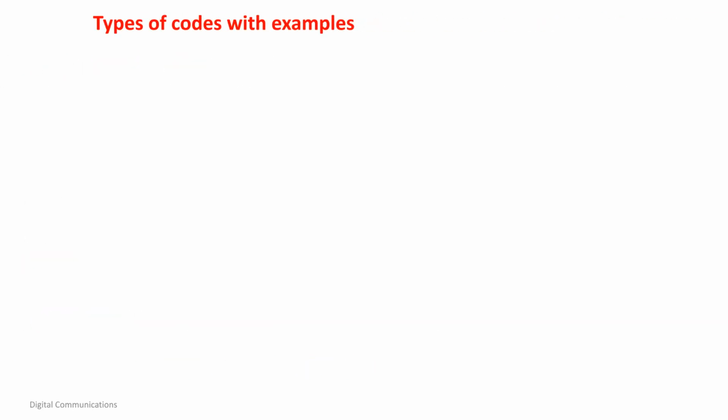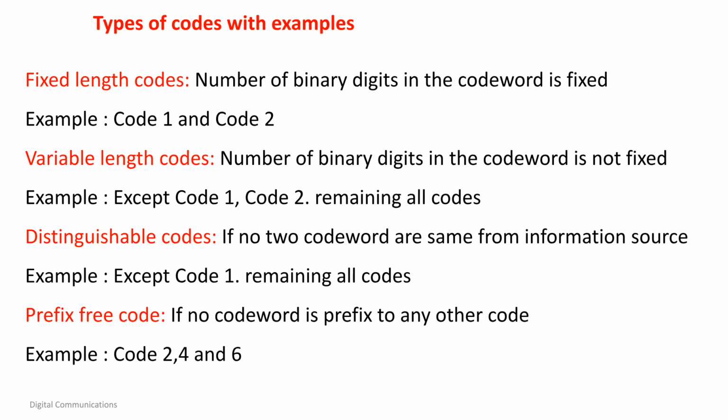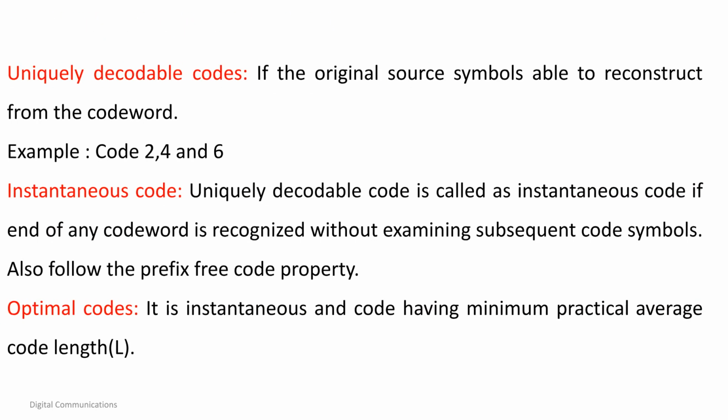We have different types of codes. Fixed-length codes have a fixed number of binary digits. Variable-length codes do not. Distinguishable codes mean no two code words are the same. Prefix-free codes mean no code word is a prefix to any other code. Uniquely decodable codes allow the original source symbols to be reconstructed from the code word. Instantaneous codes are uniquely decodable codes where the end of a code word is recognized without examining subsequent symbols, also following the prefix-free property. Optimal codes are instantaneous and have the minimum practical average code length.